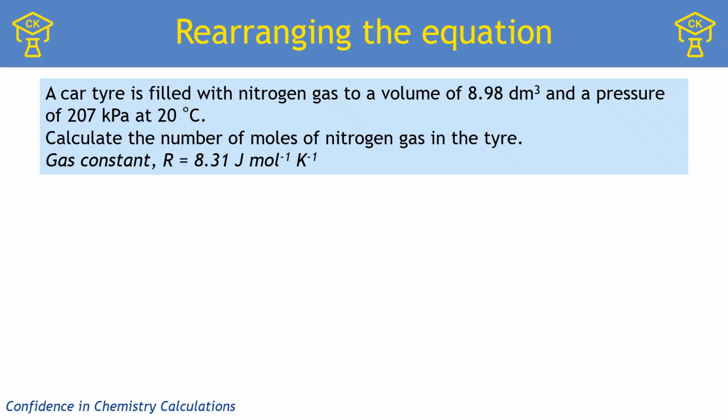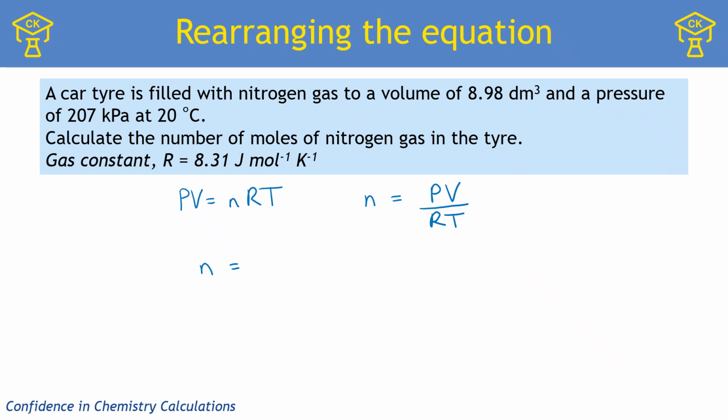So the most common use of the ideal gas equation is to calculate the number of moles. Let's have a look at this example to see how we rearrange the equation and also how we convert each of the units. So the first thing I'm going to do is write the ideal gas equation, PV equals nRT, and then let's just rearrange it. We want to find the number of moles, which is n, so n is going to equal PV over RT. Okay, now we need to substitute everything in correct units.